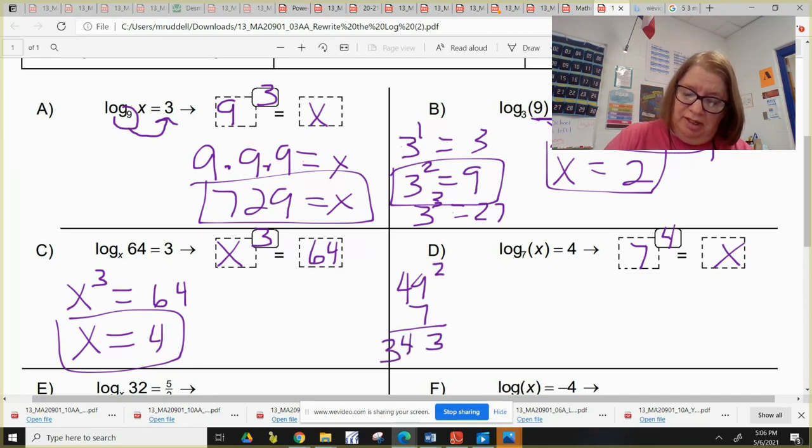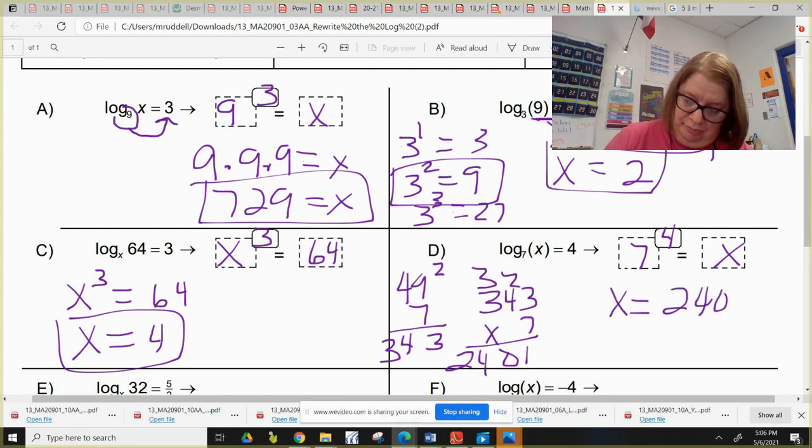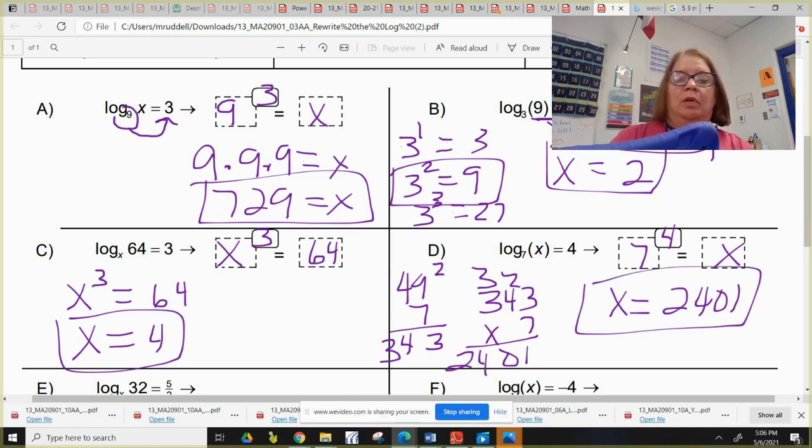So this is to the second power, right? Add one more, that's to the third power. I need one more. So 343 times 7, or you can use a calculator. 2401. I didn't want to change screens or get a calculator, so I just did 7 times 7 is 49, so that's squared. Multiply that times 7, that's 3. Multiply one more 7, that's 4.